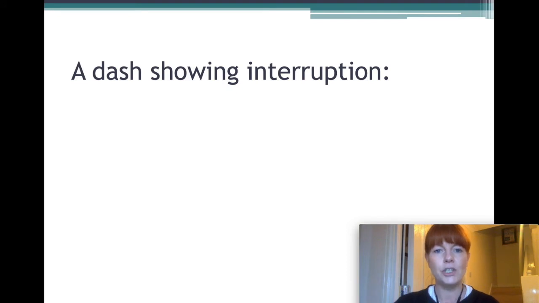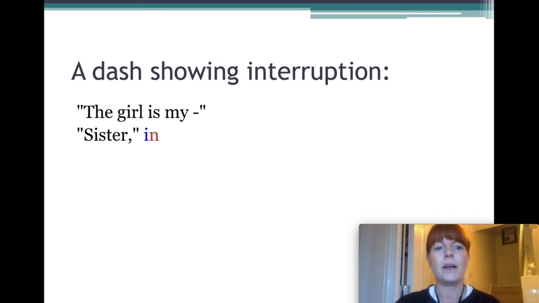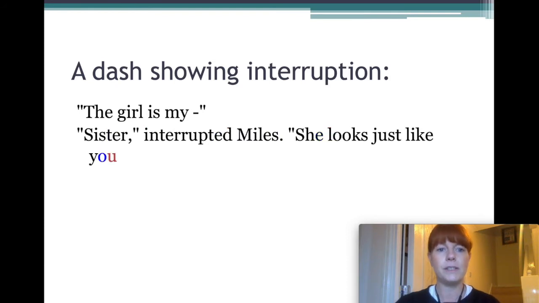So a dash showing an interruption. Here we go. We've got "The girl is my—" so the person speaking is about to say something, and then they are interrupted. "Sister," interrupted Miles. "She looks just like you." So Miles has interrupted the person who's speaking, and to show that they've been interrupted, there is a dash here at the end of the speaker's sentence, and then it's followed by speech marks.